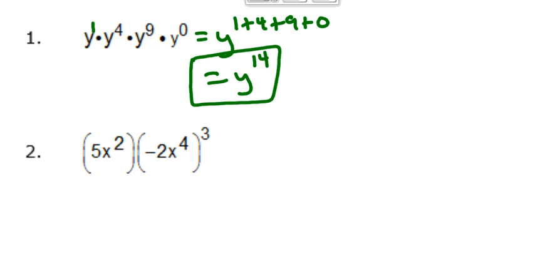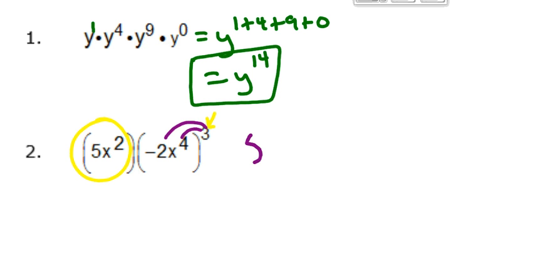All right, number 2. The guys in the first set of parentheses over here are just kind of hanging out waiting to see what this little power of 3 is going to do. So what I need to do is first distribute this power of 3 through to everything. So this 5x squared is going to stay right where it is. And negative 2 to the third power is negative 2 times negative 2 times negative 2, which gives me negative 8. And x to the fourth to the third power gives me x to the 12.